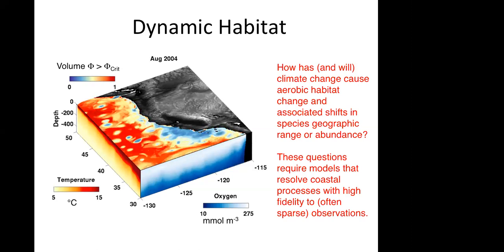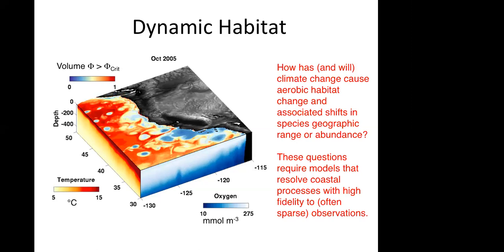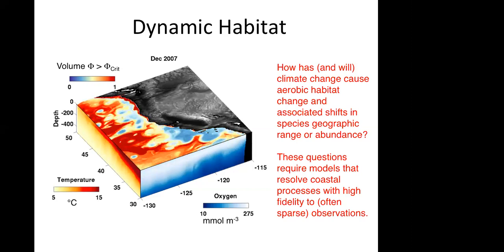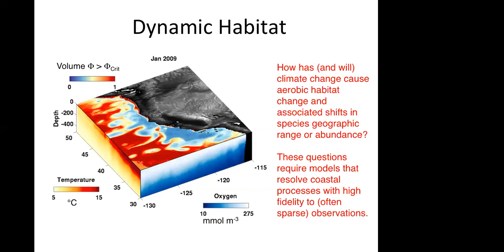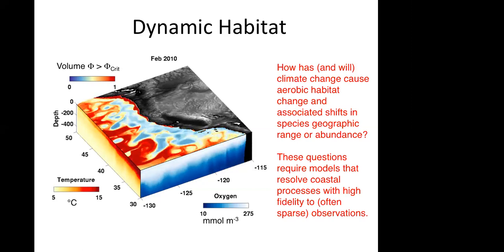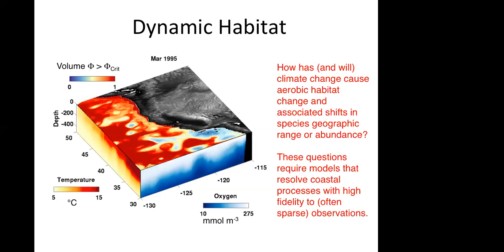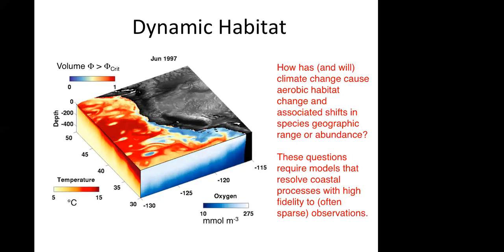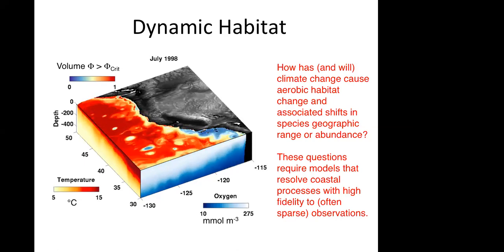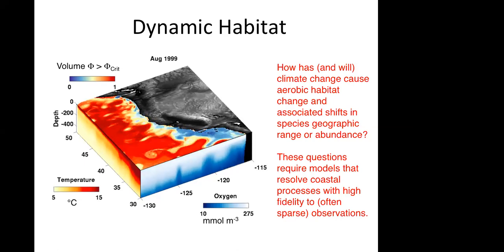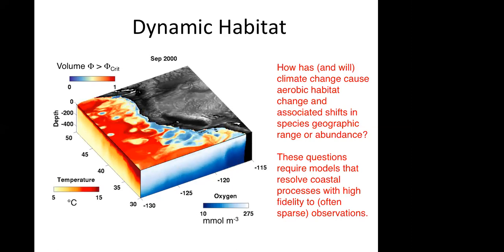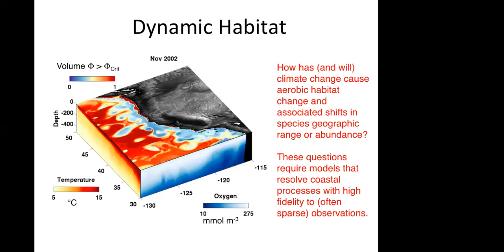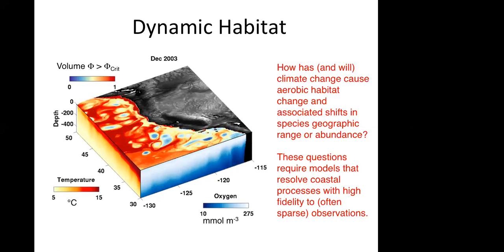So that's shown here in an animation of the fraction of the water column that would be viable for a typical species in the California Current, one that's relatively sensitive to oxygen and temperature. And you can see both the seasonal cycle, you can see long-term trends if you stare at this animation long enough, and intense eddy activity. And so we've combined historical observations with these model simulations to explore the correlations between species abundance and geographic range and the environmental determinants based on temperature and oxygen.